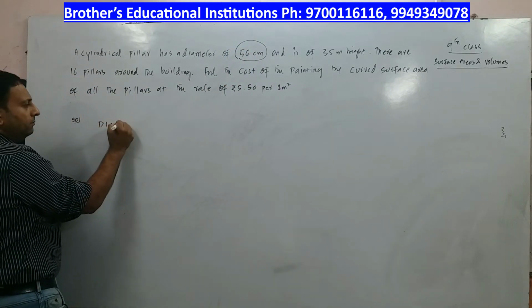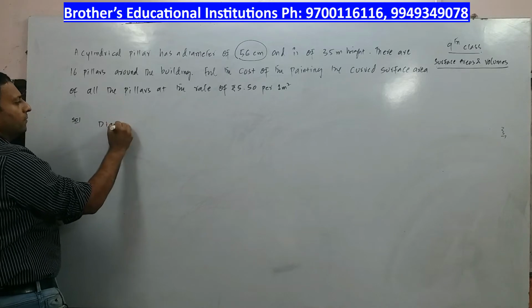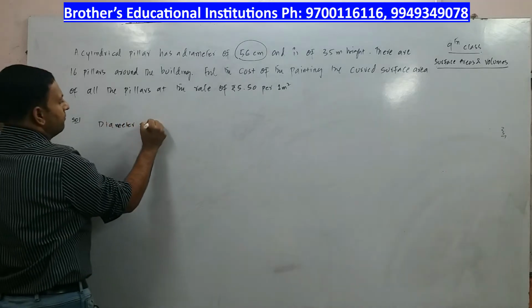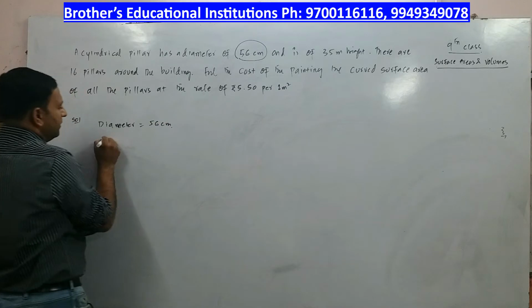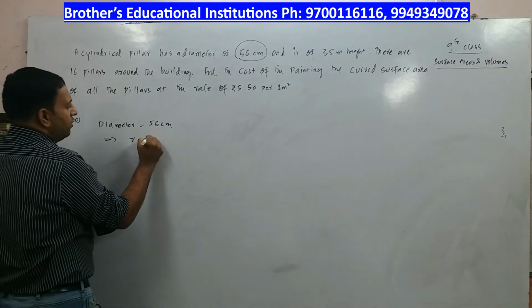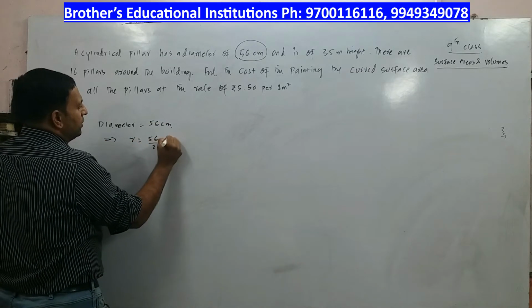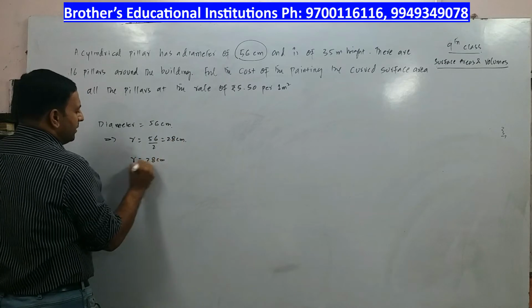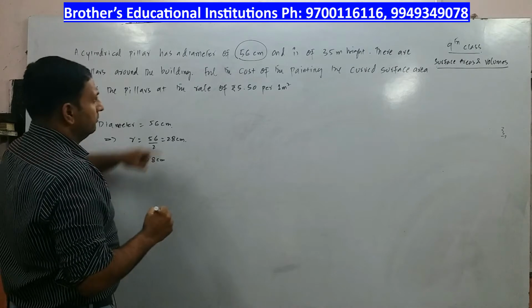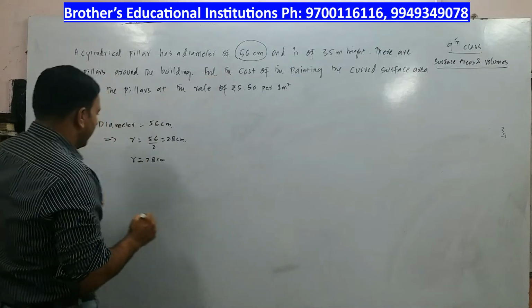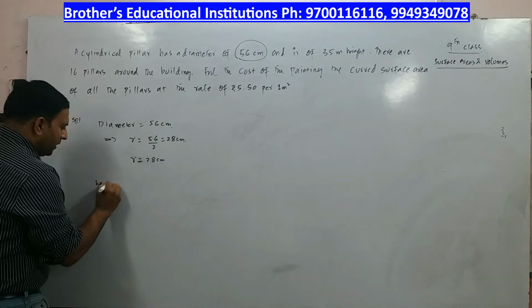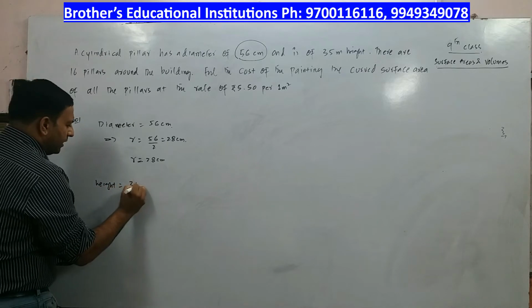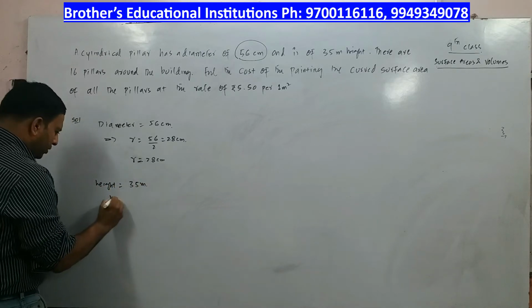Diameter 56 centimeters implies radius is equal to 56 by 2, which is 28 centimeters. So radius is 28 centimeters. Alright. And it is of 35 meters height. Height is mentioned as 35 meters. h is equal to 35.